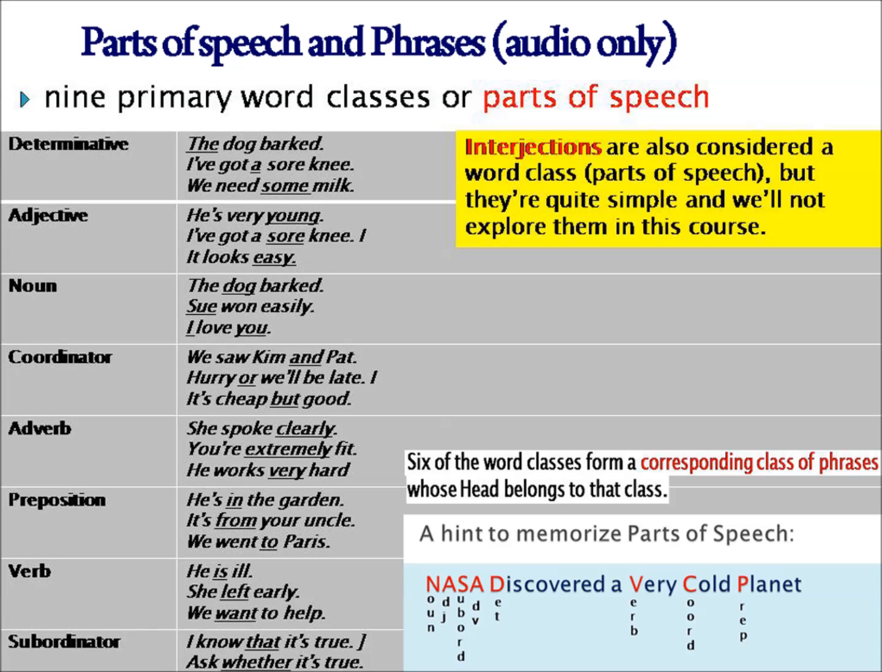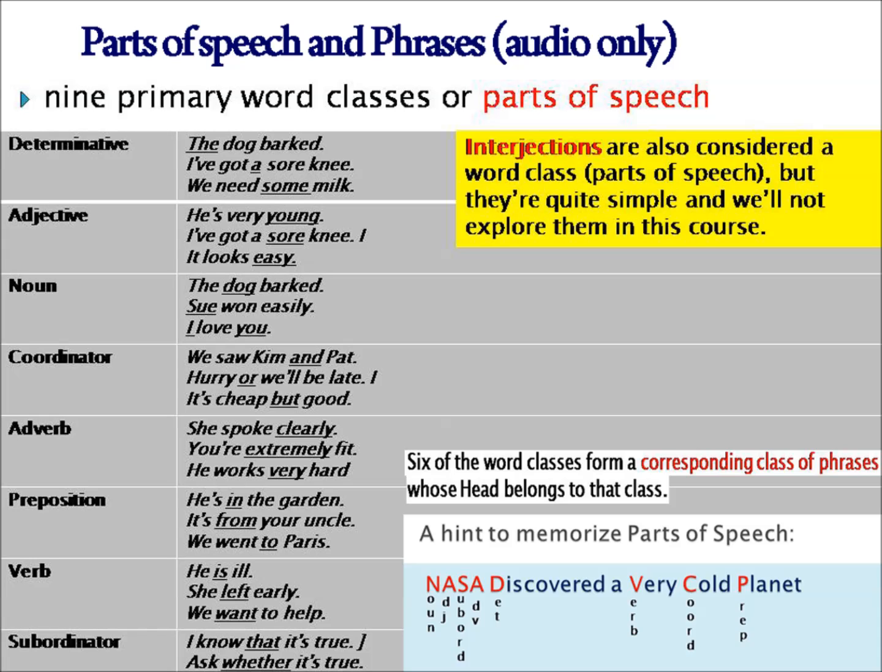Now we have the subordinators that, just like the coordinators, put two ideas together, but in this case, there is a relationship of dependence between one side and the other. I know that it's true. It's true by itself is okay. It's a sentence. It's a clause.